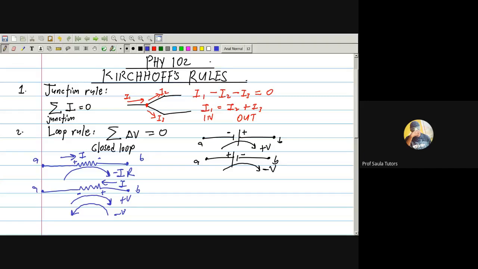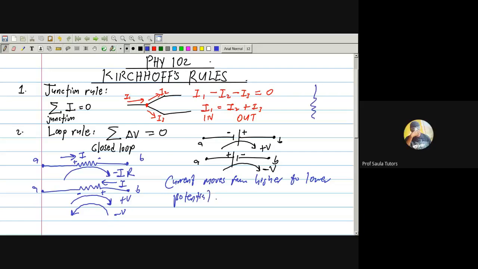Now, how will you know which end is positive on a resistor? A battery is clear, the shorter length is negative, but for a resistor, I'm giving you a clue: your current moves from higher to lower potential. From higher to what? To lower potential. Are we together? So it depends on the direction of your current.